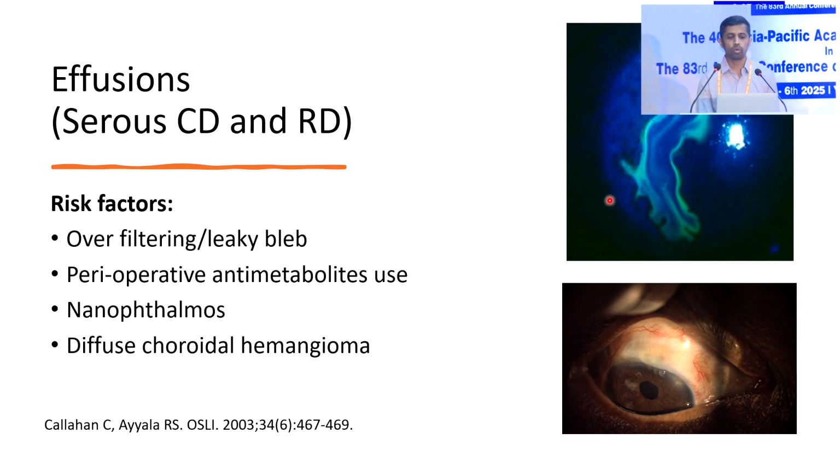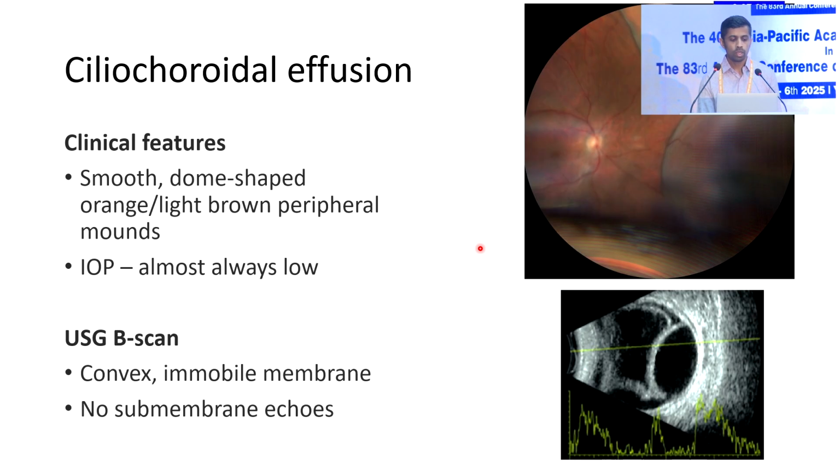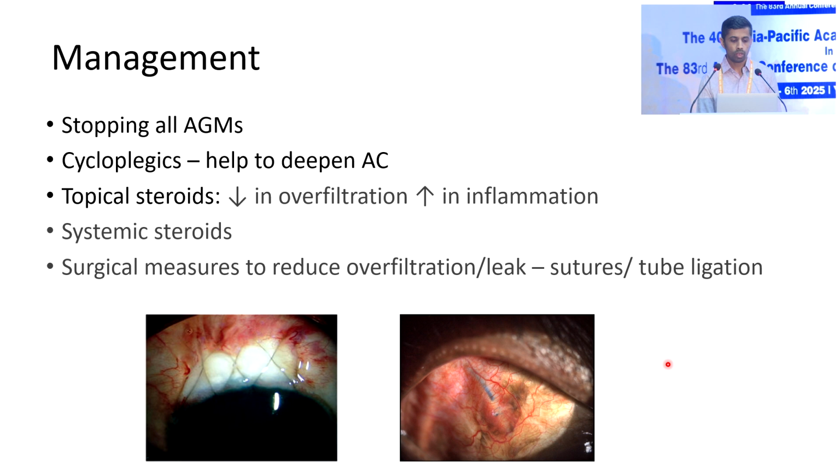Risk factors include overfiltering or leaky blebs, use of perioperative antimetabolites, nanophthalmos, and diffuse choroidal hemangioma in the setting of Sturge-Weber syndrome. Clinically, they appear as smooth dome-shaped orange light brown peripheral mounds. IOP is almost always low, and on ultrasound B scan, they appear as convex immobile membranes with no submembrane echoes.